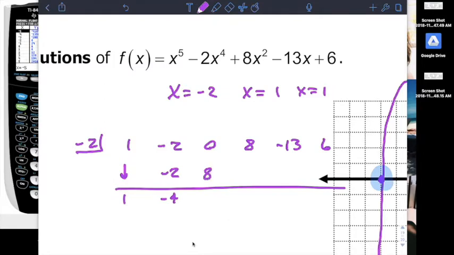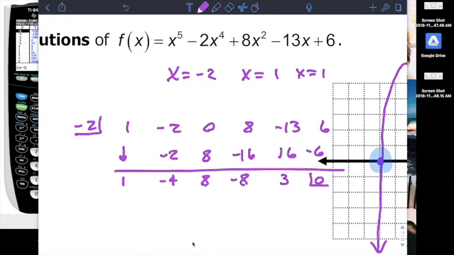That'd be 8, add. That will be 8, multiply, -16, add. You get -8. Multiply, that's going to get you +16, add. You're going to get 3, multiply, -6, and you get 0 right there. So I was trying to think if that was going to work out, and it did.